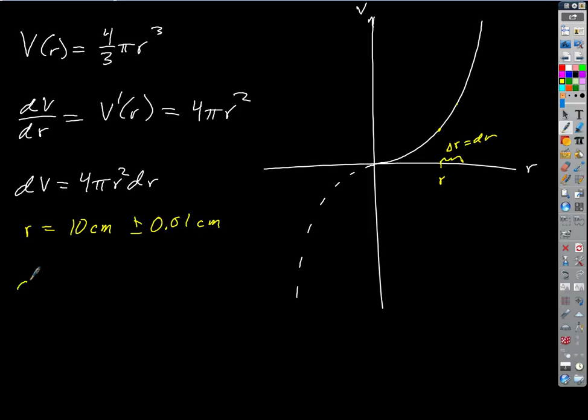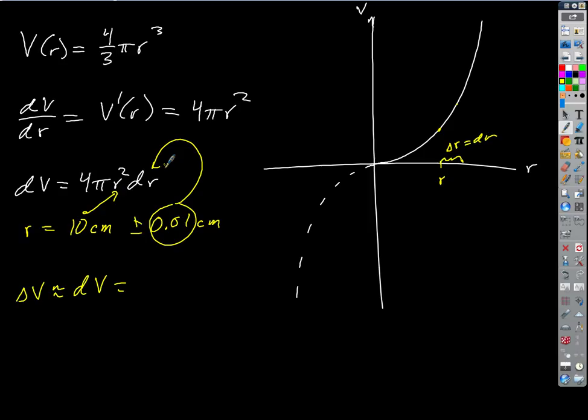So dV is... delta V, our actual propagated error, is approximated by dV, which is just 4 pi r squared dr. Well, what goes in for r? 10. What goes in for dr? 0.01, yeah.